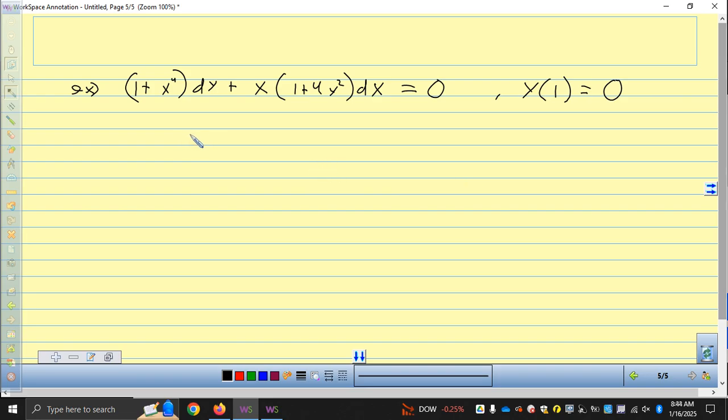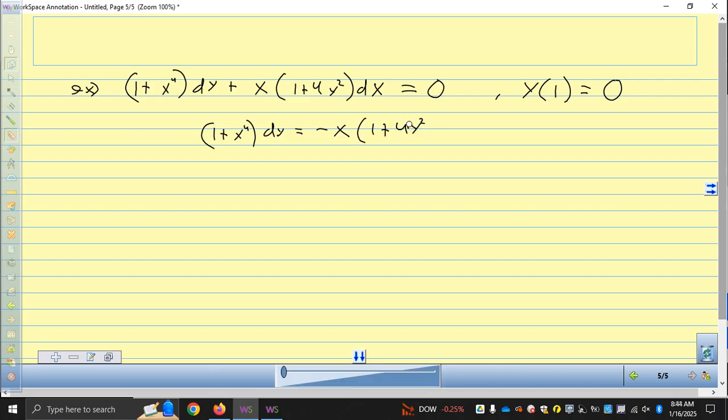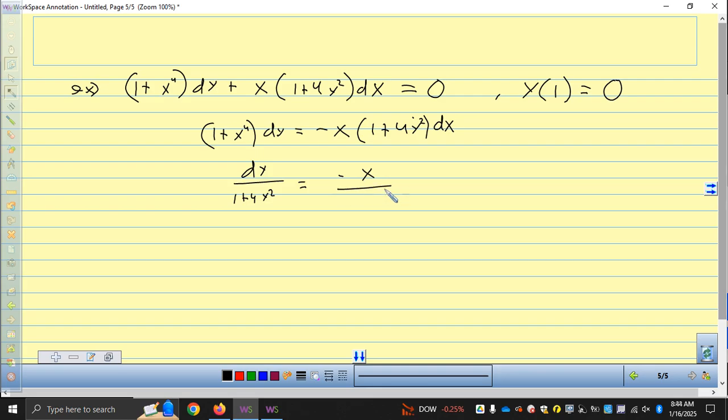I'm going to do an intermediate step here. I'm going to subtract, so 1 plus x to the 4th dy equals negative x times 1 plus 4y squared dx. So dy over 1 plus 4y squared equals negative x over 1 plus x to the 4th dx.